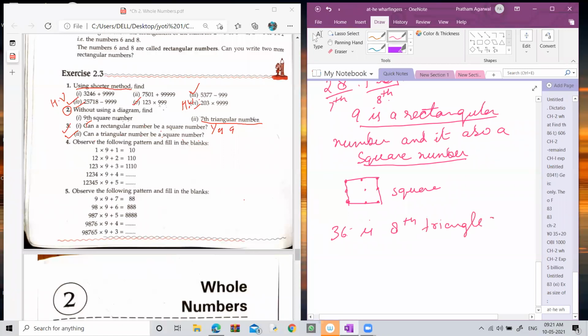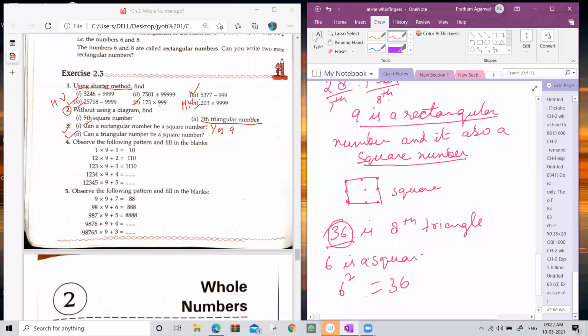And it is a square of, tell me, 6. So 36 is a square number. It is a square of 6, because when you make the square of 6, it gives you 36. That's why 36 is a triangular number as well as a square number, because when you find the square root of 36, it gives you 6.